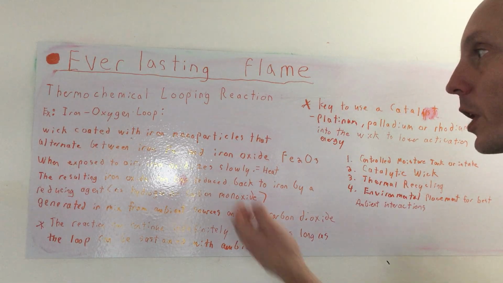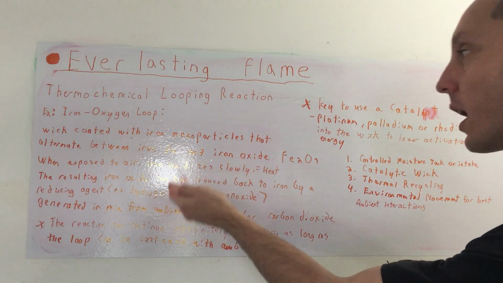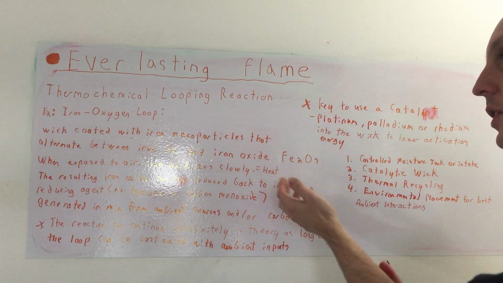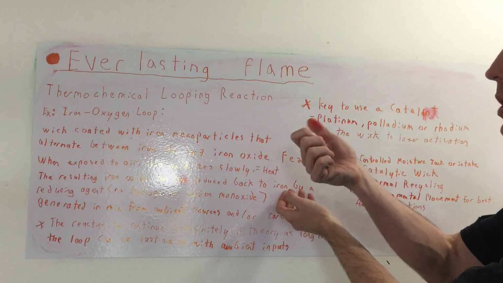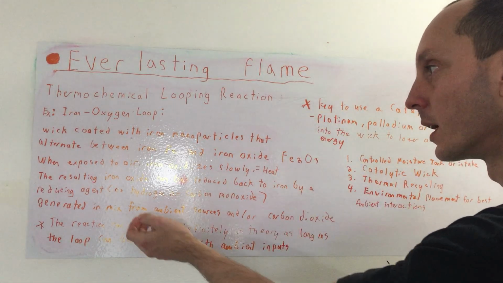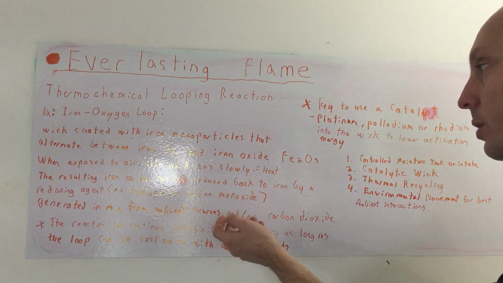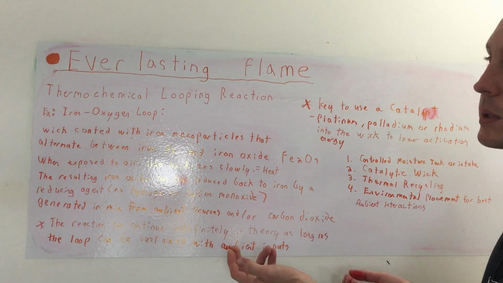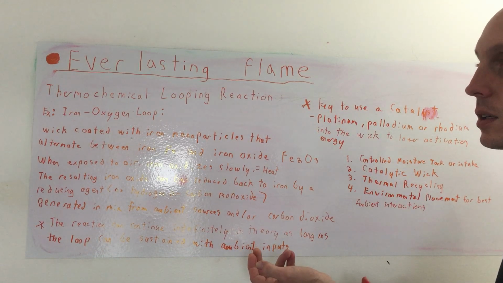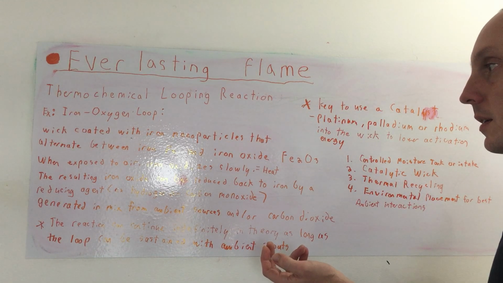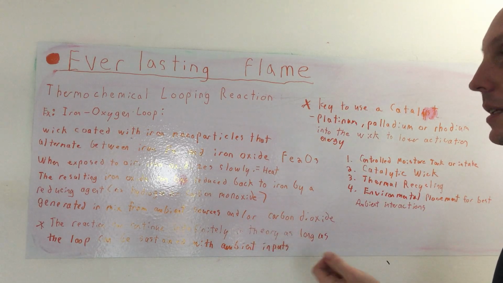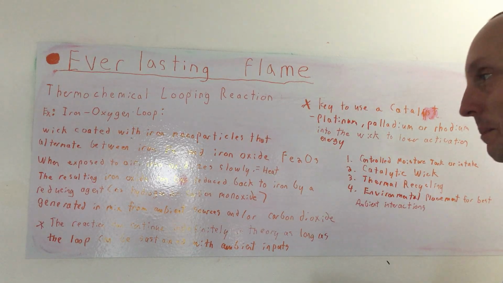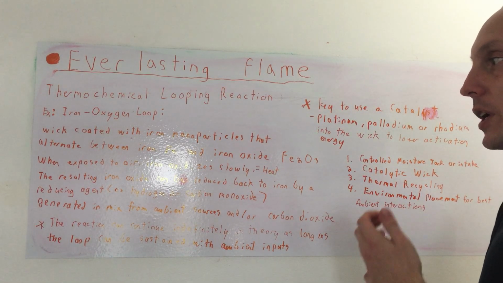So moving on here, when exposed to air, the iron oxidizes very slowly, giving you the slow heat and the reaction. So you have to start with lighting the wick, obviously. The resulting iron oxide can be reduced back to iron by a reducing agent. I talked about that with some of my previous power cells, the sodium metasilicate cells, and how to make a redox reaction.